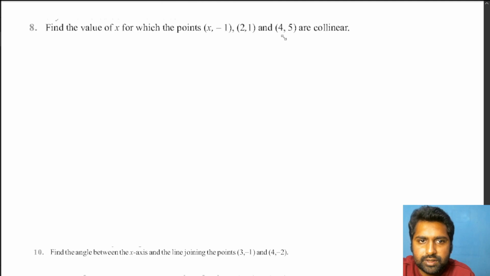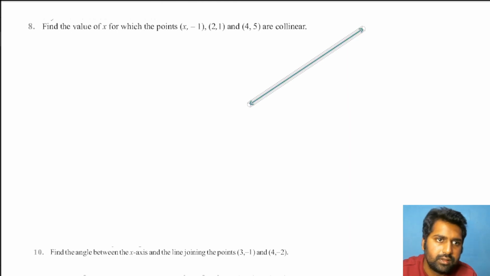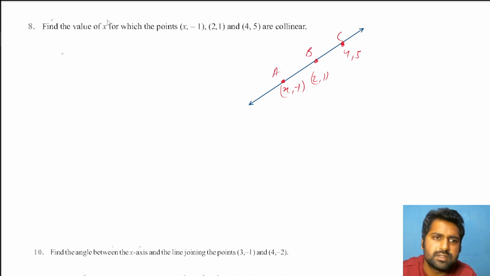3 points are collinear. If 3 points are collinear, it means they lie on the same straight line. Okay. So x comma minus 1, 2 comma 1, 4 comma 5. If they are collinear, he's saying find x. I told you that he will be asking for a variable. Some point he'll miss, some coordinate he'll ask.